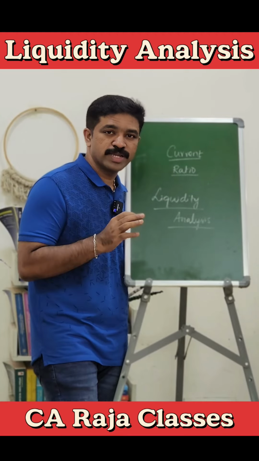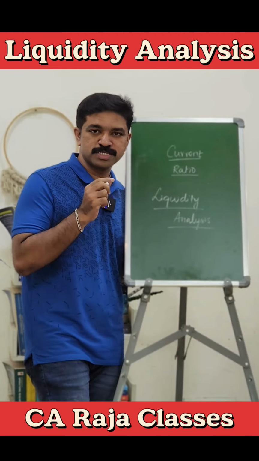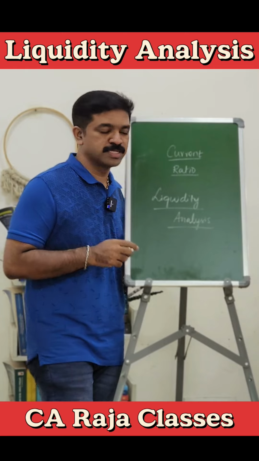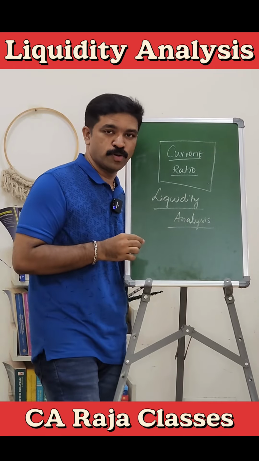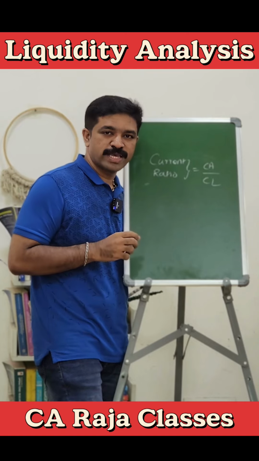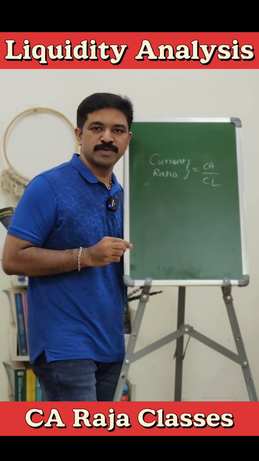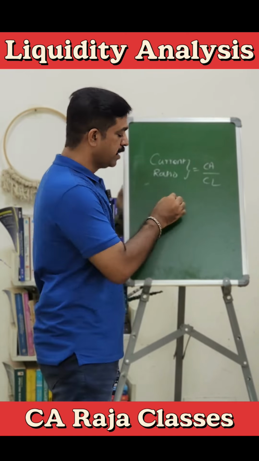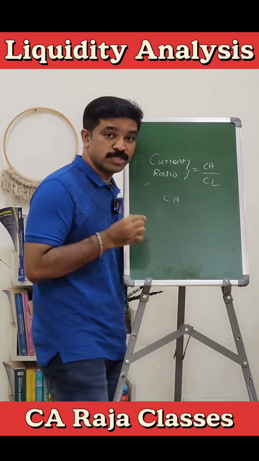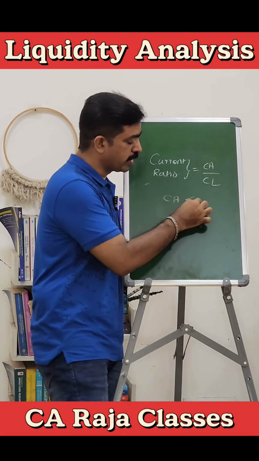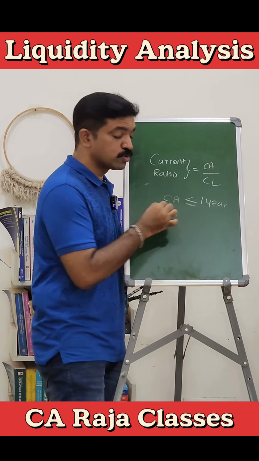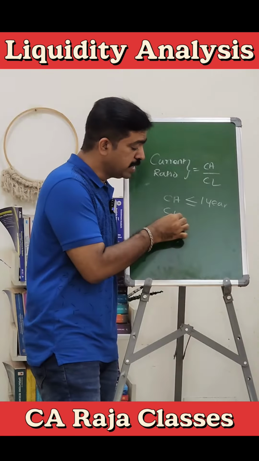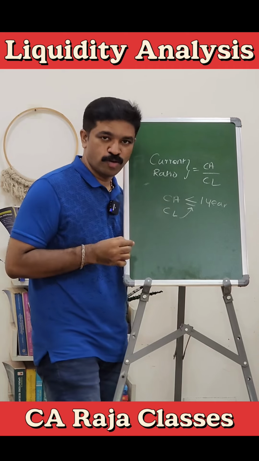We can understand the liquidity position of any business by performing liquidity analysis, and in that, current ratio plays a very important role. Current ratio is calculated as current asset divided by current liability. Here when I say current asset, these are all the assets which can be converted into cash within a period of 1 year. Similarly, current liabilities are those liabilities which have to be settled within a period of 1 year.